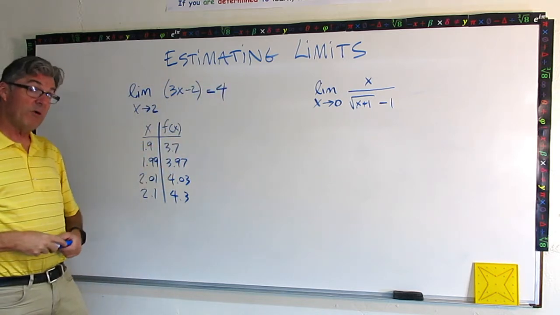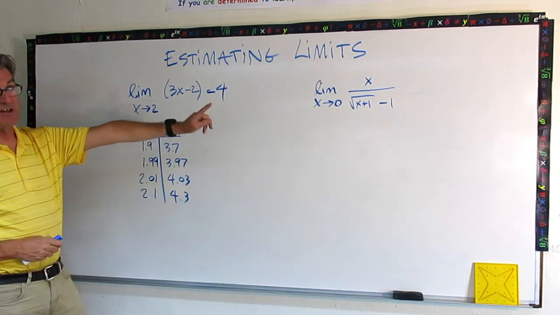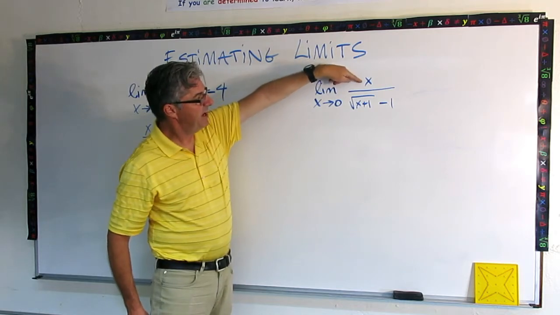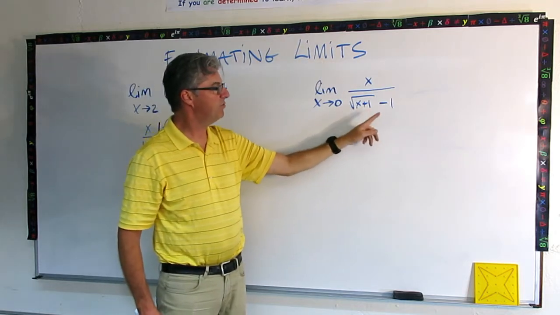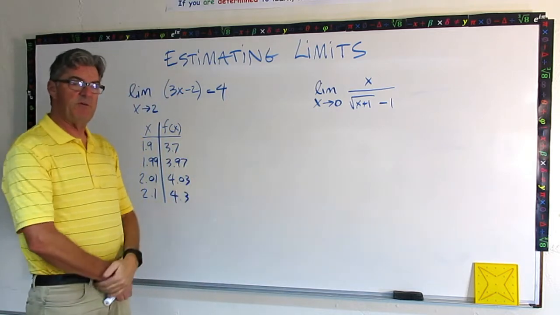Now, it's not always so easy, okay? So I want you to pause the video and try to do this one. The limit, as x approaches 0, of x over the square root of x plus 1 minus 1. So see what you get with that.